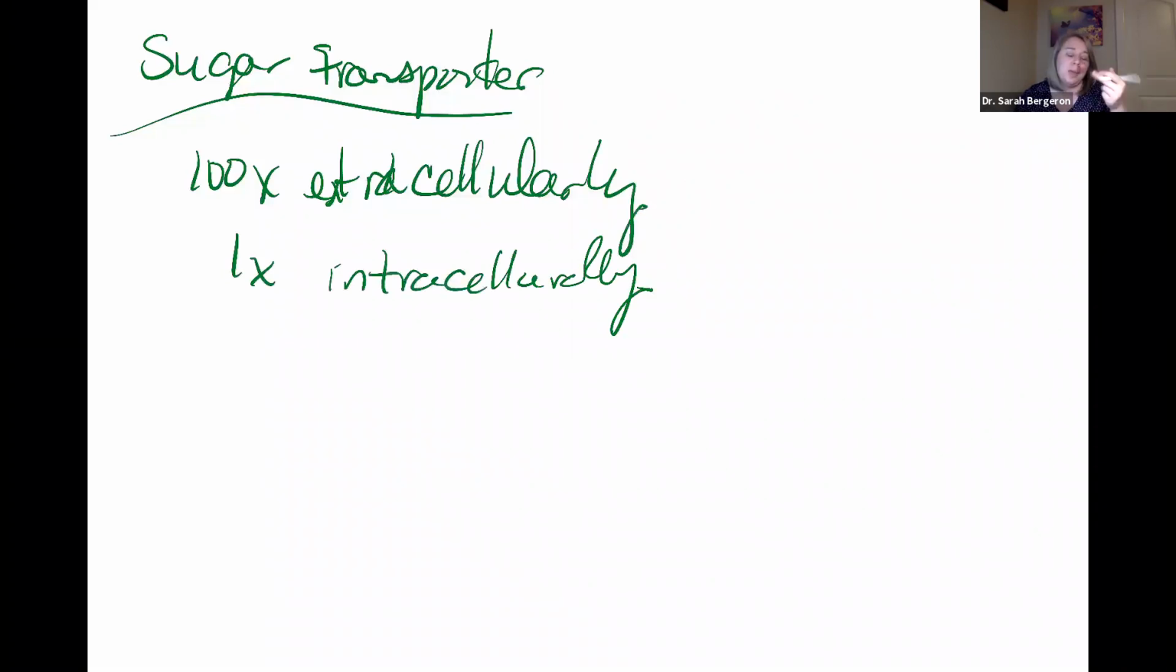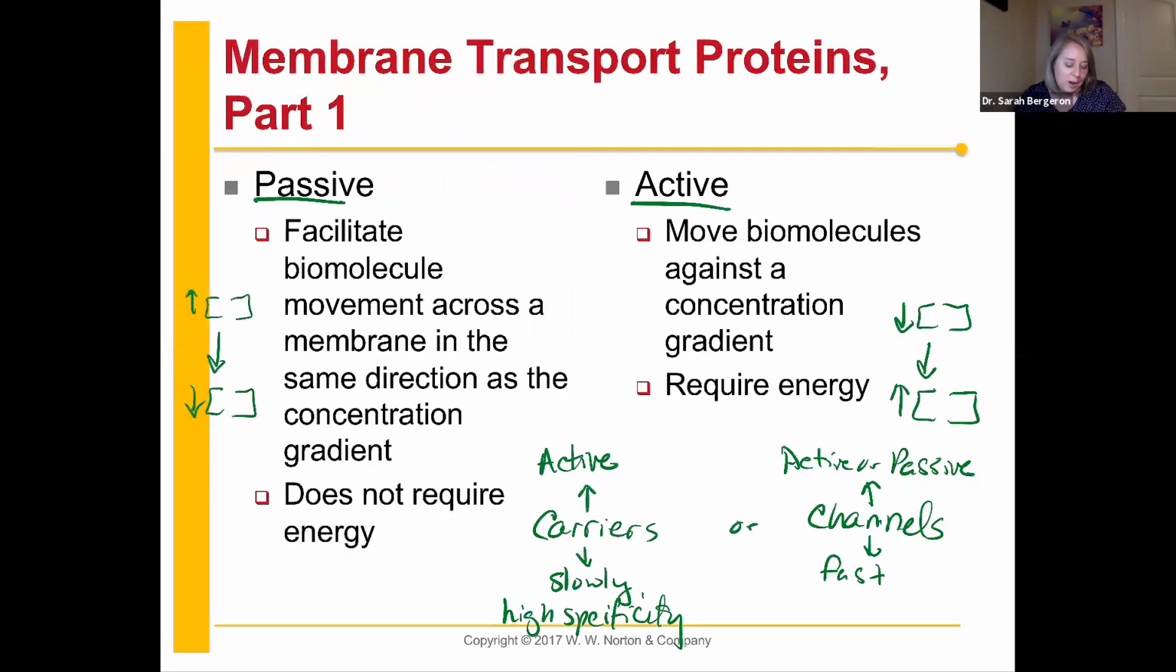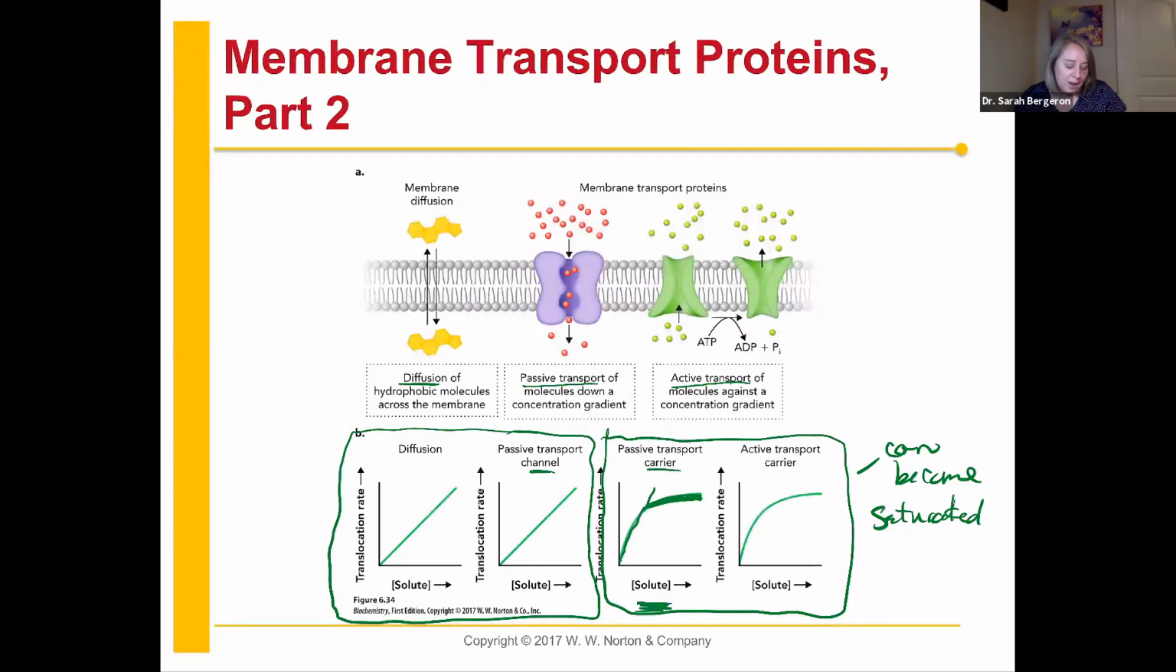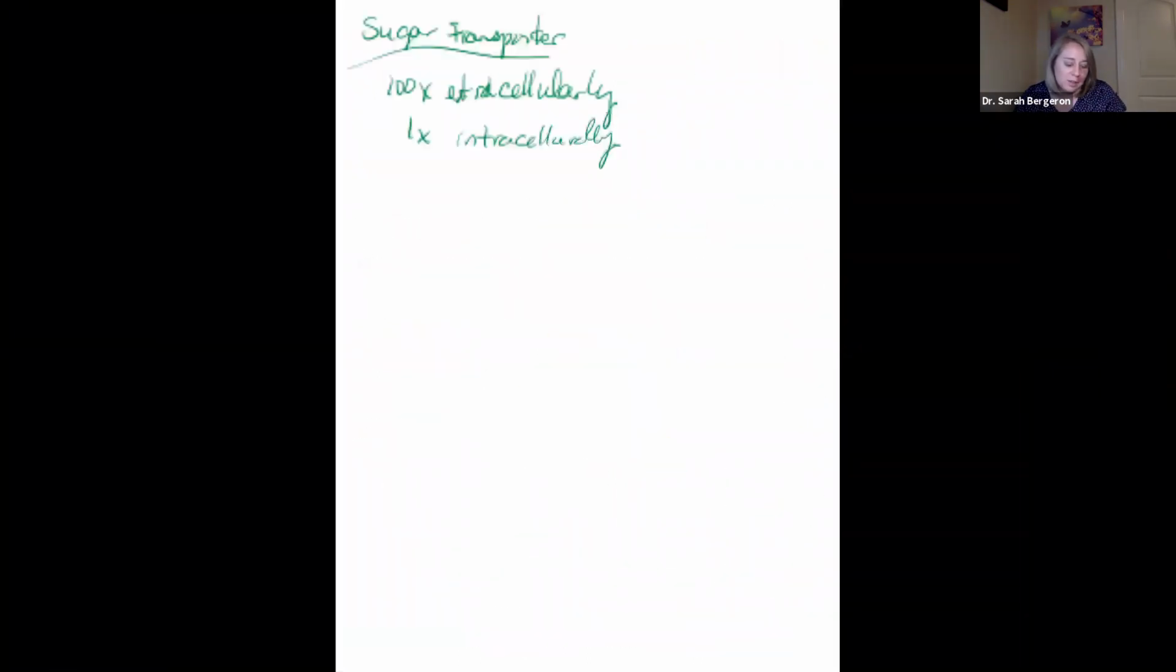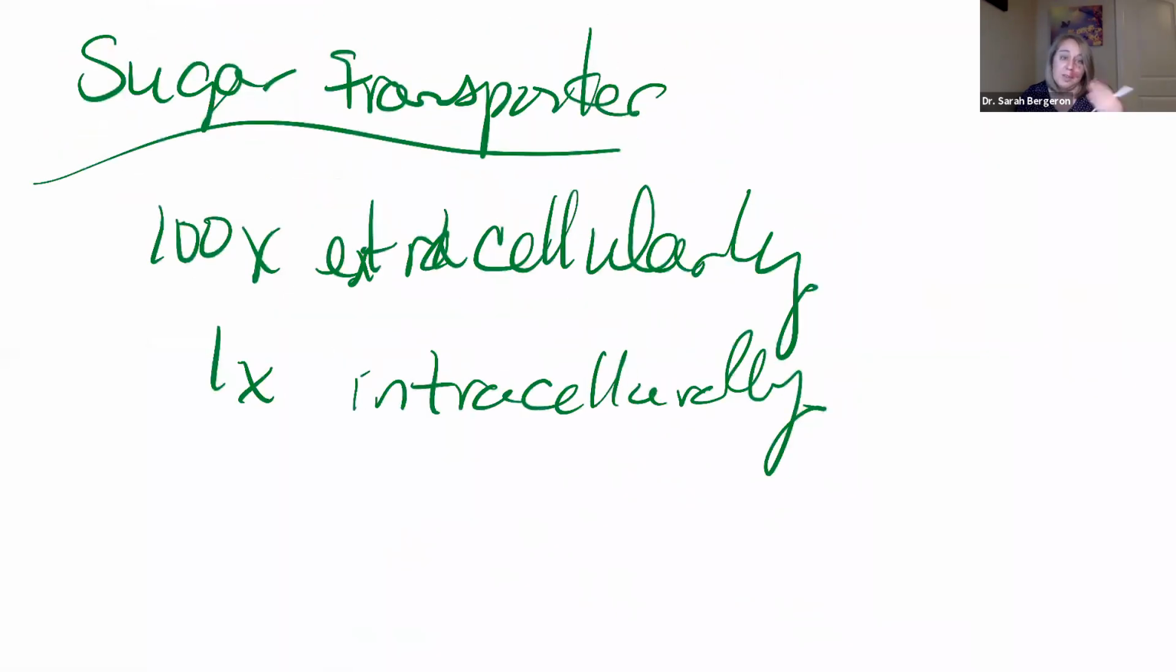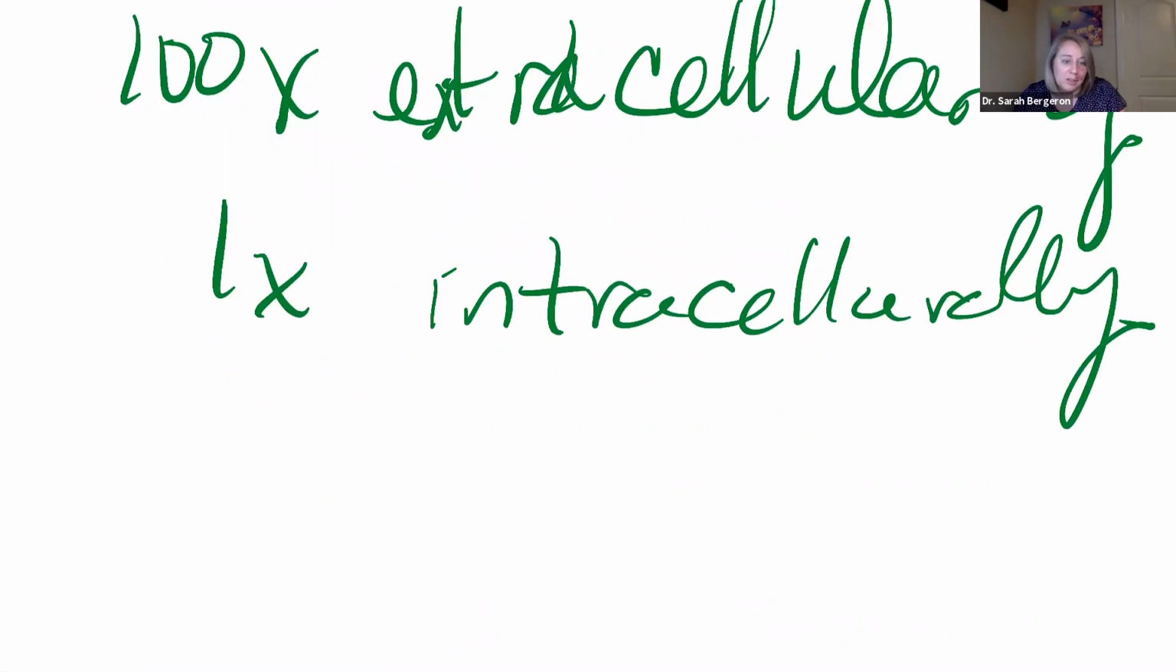So remember, when we have a ratio, it doesn't actually matter what our units are here, just like we talked about in the earlier chapters. It doesn't really matter as long as your units cancel out. Okay, so you have way more sugar extracellularly, so outside than inside. Sugar, can you tell me about the electrical charge of sugar? The charge on sugar is 0, right?